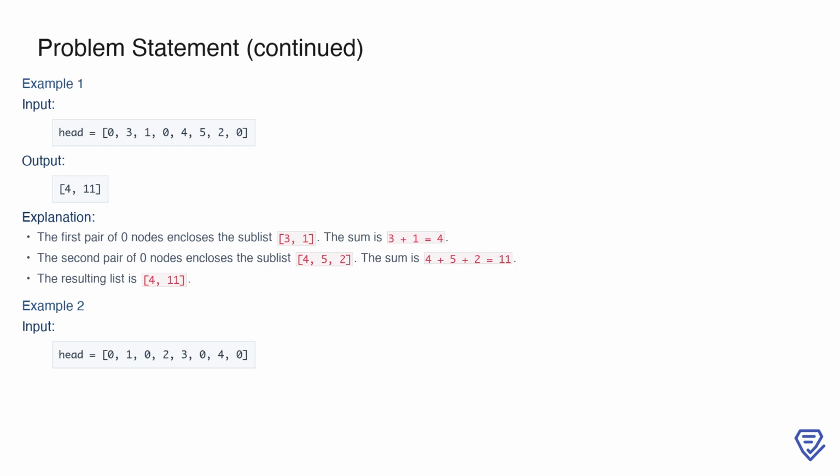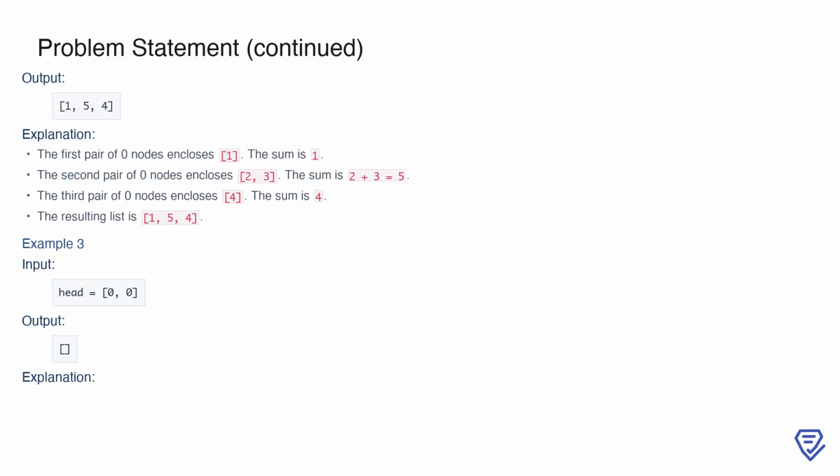Suppose the input linked list is 0, 3, 1, 0, 4, 5, 2, 0. The first pair of 0 nodes encloses the sublist 3, 1. If we add these values together, the sum is 3 plus 1 equals 4. Next, the second pair of 0 nodes encloses the sublist 4, 5, 2. Summing these values gives 4 plus 5 plus 2 equals 11. After performing the merge operation for all pairs of 0 nodes, the resulting linked list is 4, 11. This demonstrates how each segment of nodes between zeros is replaced by its sum.